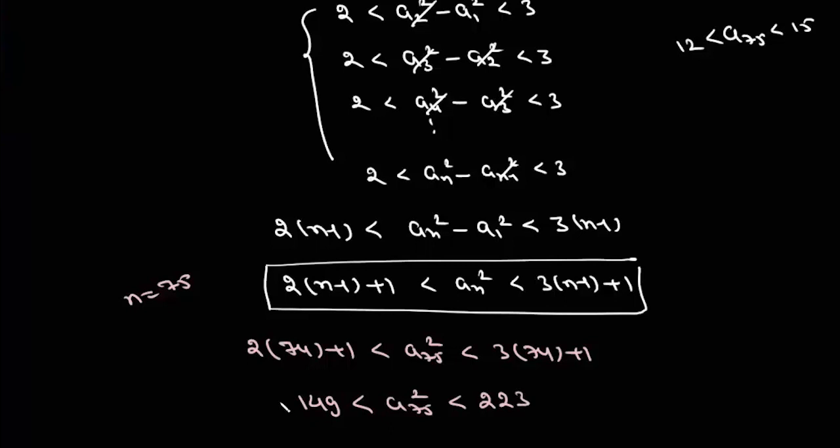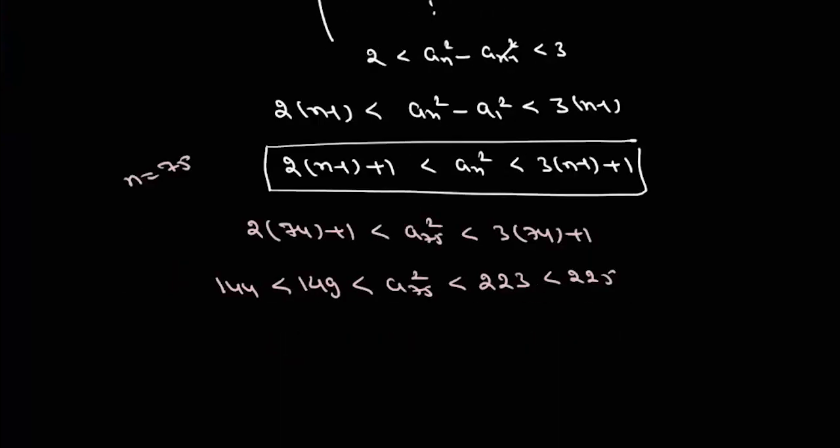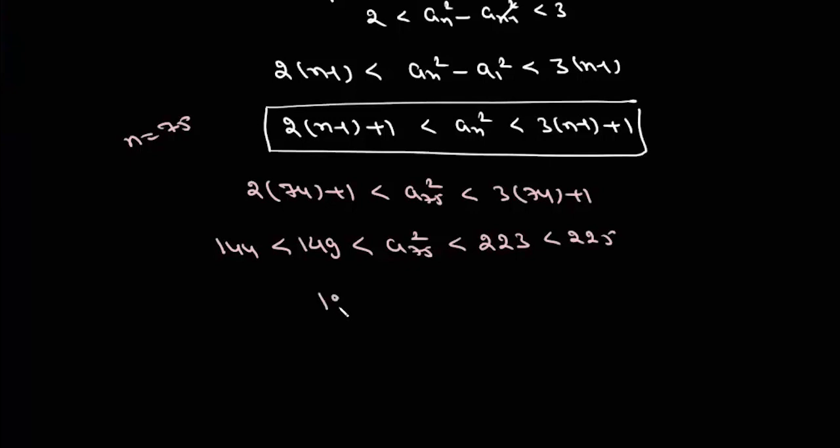223. Now we know that 149 is greater than 144 and 223 is less than 225. We can write 12 square is less than a75 square and less than 15 square, or a75 will lie between 12 and 15, and that is the answer to this question.